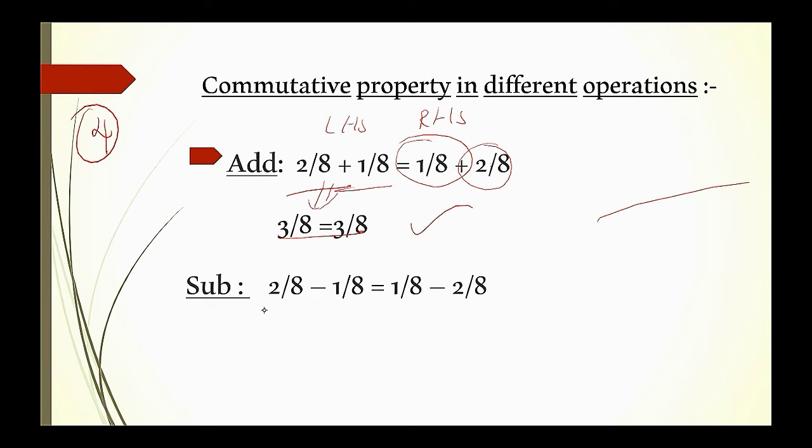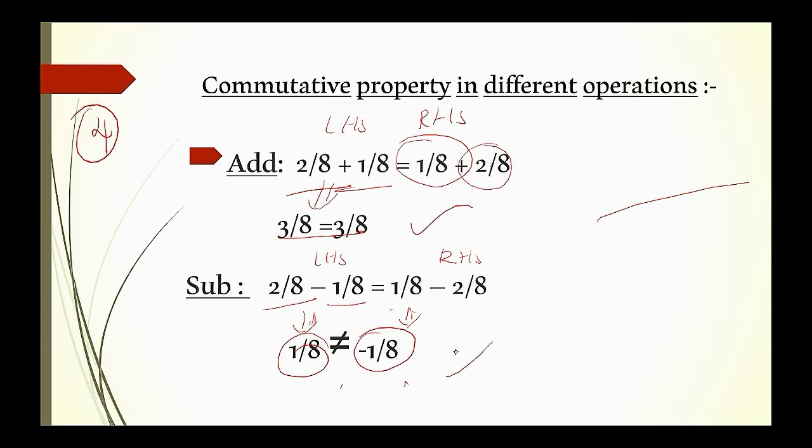When I subtract 2 by 8 minus 1 by 8 on the LHS and rearrange those, that is 1 by 8 minus 2 by 8 on the RHS. In LHS I am getting 1 by 8. In RHS I am getting minus 1 by 8. If only the sign changes, the answers are not equal. So 1 by 8 is not equal to minus 1 by 8. So subtraction does not support the commutative property.